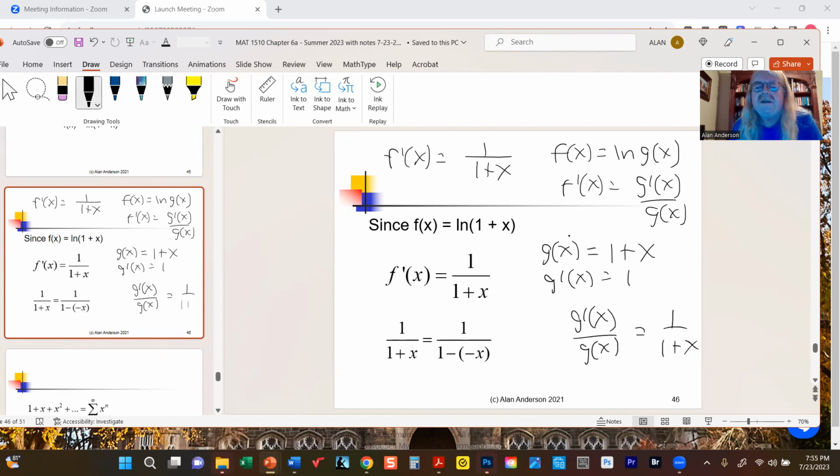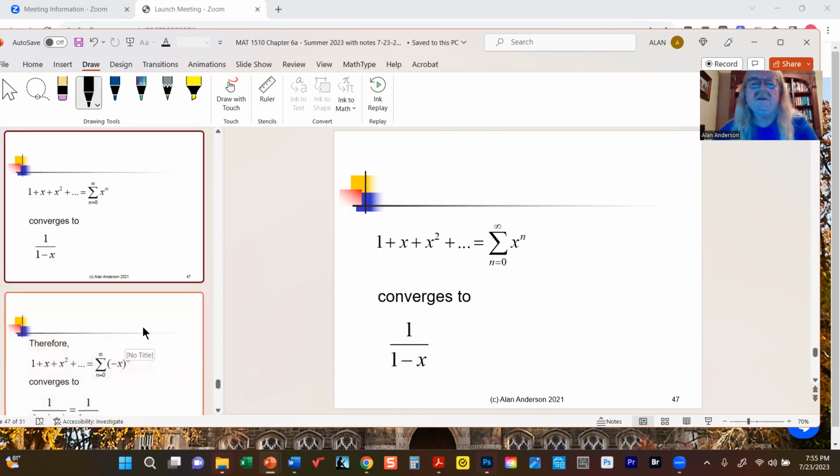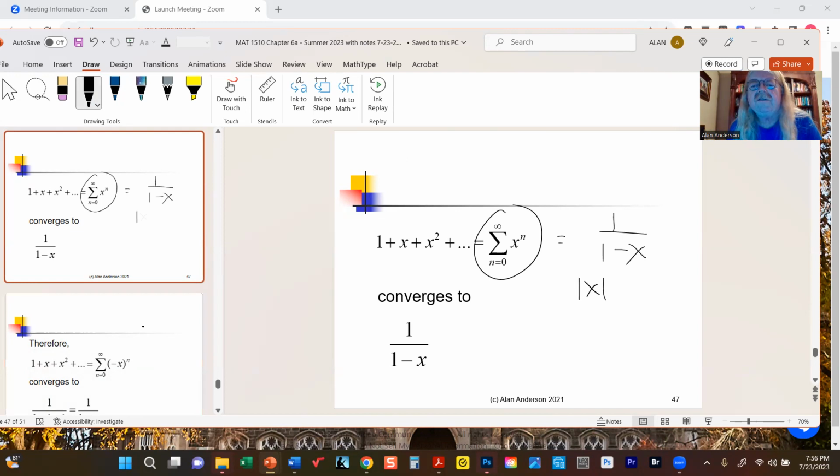Now, sometimes it might pay to rewrite these expressions. Here we have 1 over 1 minus minus x. Why are we doing this? Because this will make it look more like a series that we've seen before. This one in particular, you might recall that 1 plus x plus x squared plus all the way up to infinity, which can be written like this, converges to 1 over 1 minus x. And again, only if the absolute value of x is strictly less than 1.